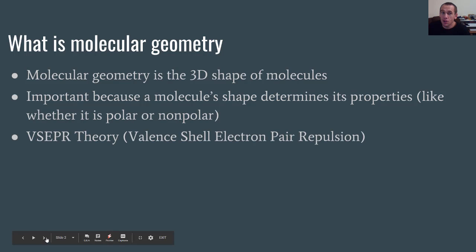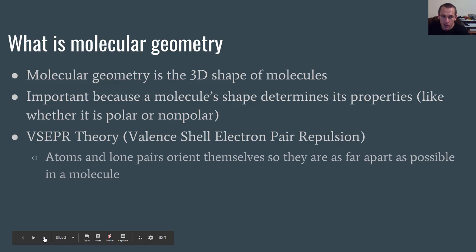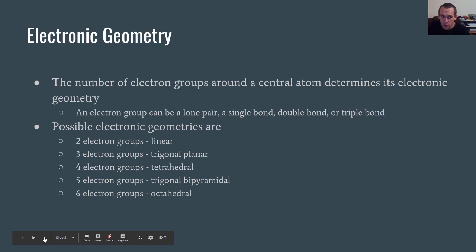And the way we predict what molecules will look like is with VSEPR, which is valence shell electron pair repulsion theory. And basically what it says is electrons don't like each other. So bonded electrons will try to push away from other bonded electrons, which will also try to push away from unbonded or lone pair electrons. Okay, so electrons orient themselves so they're as far apart as possible in a molecule because they repel.